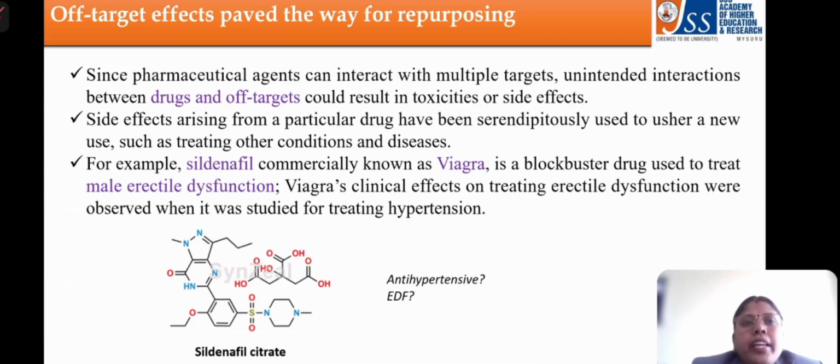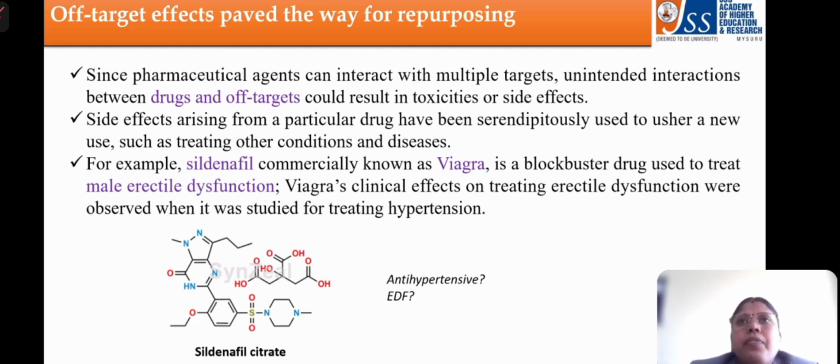Now, the second very important thing is that off-target effects paved the way for repurposing. Again, repurposing all started with accidental or serendipitous discovery. As I told you, pharmaceutical agents can interact with multiple targets. Unintended interactions between drug and off-targets could result in toxicities or side effects, that we all know very well. In that, any one or two off-target effects may lead to a significant biological or pharmacological activity. So a very good example is sildenafil.